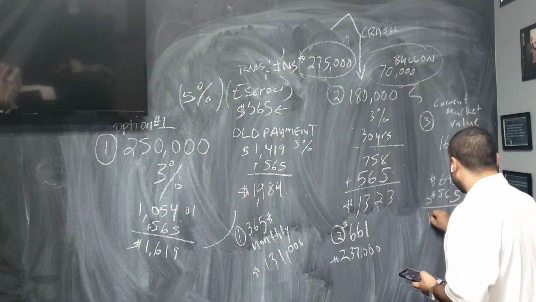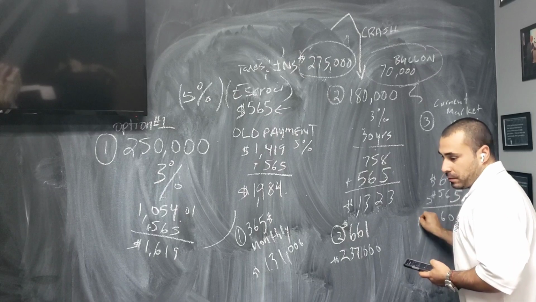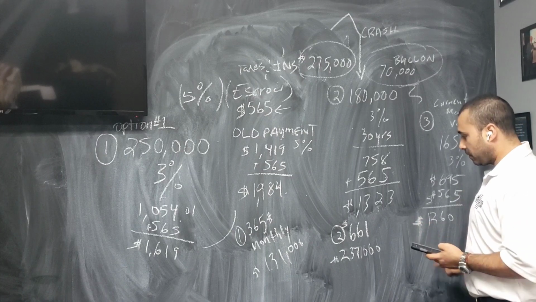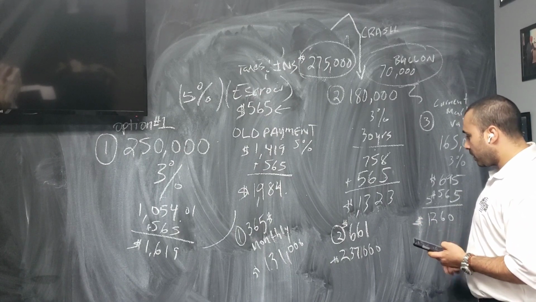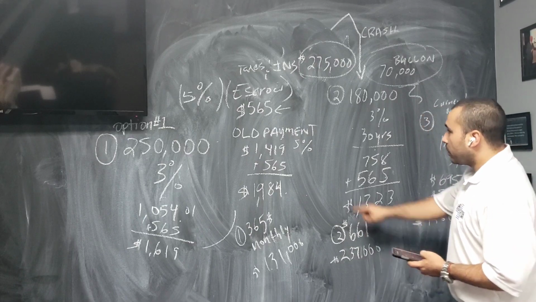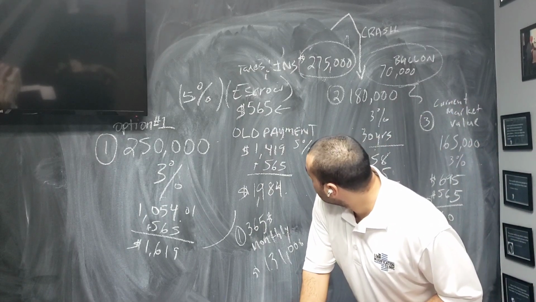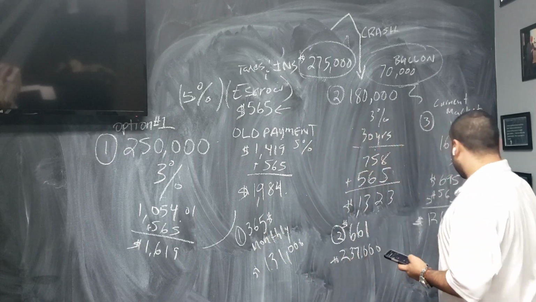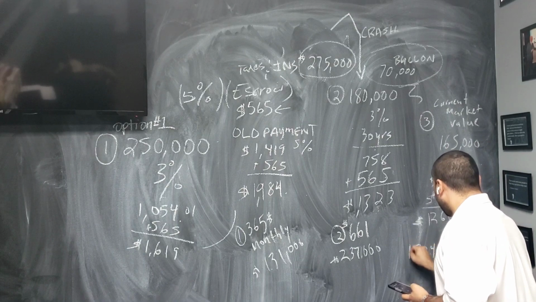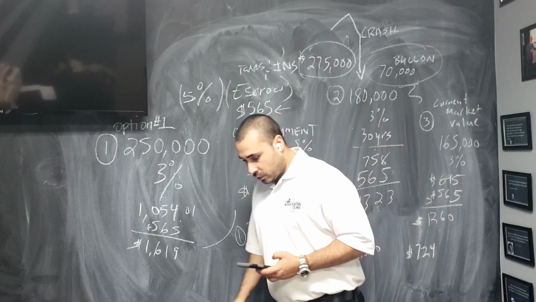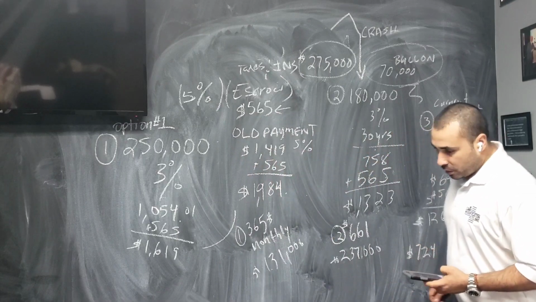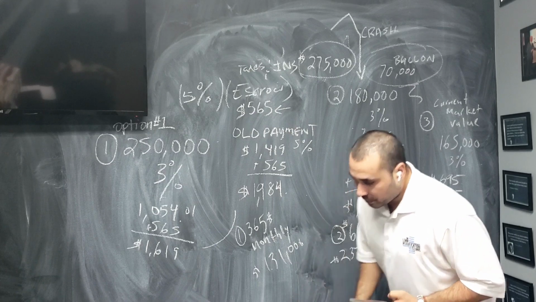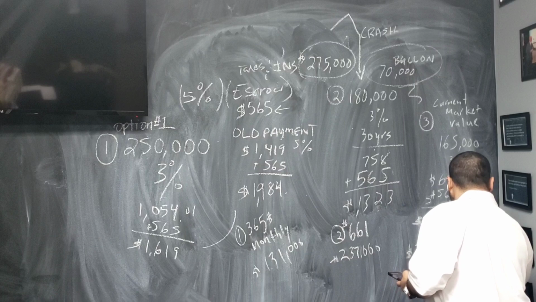So we add that. Your new payment is $1,260. Okay, so 165, 3%, 695 plus 565, $1,260, compared to your payment of $1,984. So that's a $724 savings a month, guys, a month. Okay, so if you're saving $724 a month, you multiply that by a year, by 30 years, this loan has a savings of $260,000.